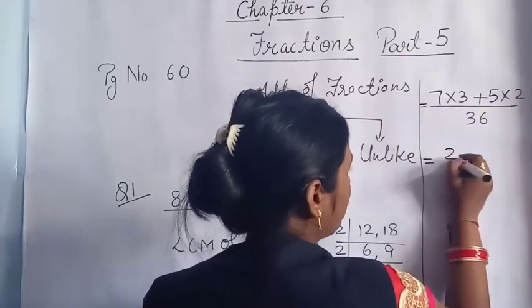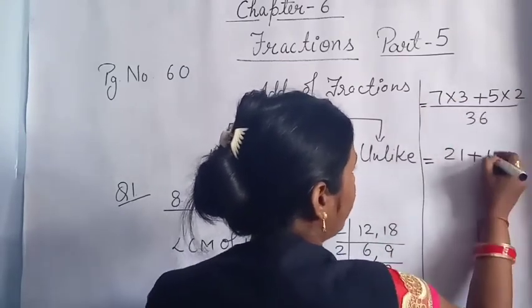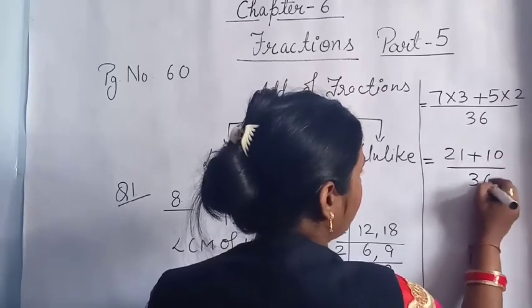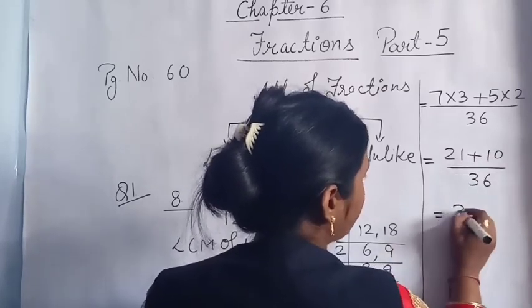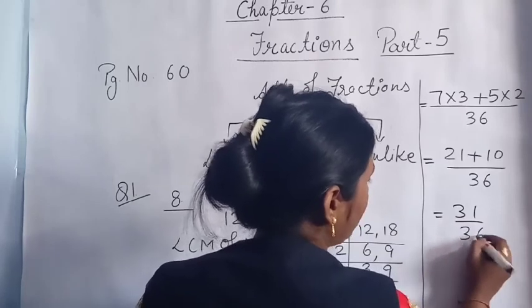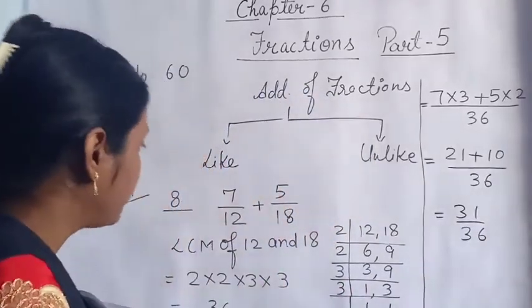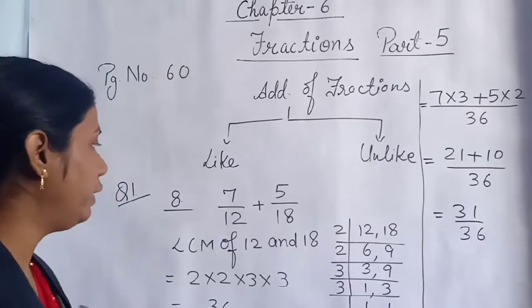Now 7 threes are 21, and 5 twos are 10, upon 36. Now we will add it. It is 31 upon 36. So here the denominators were 12 and 18.